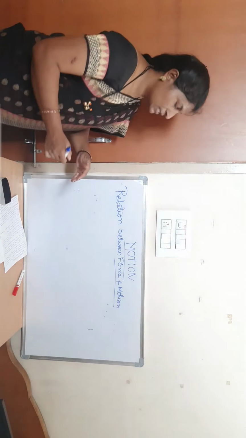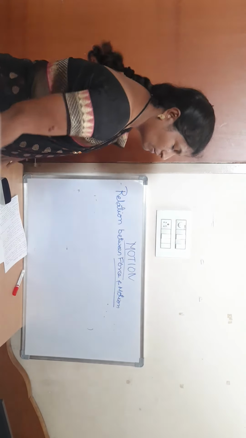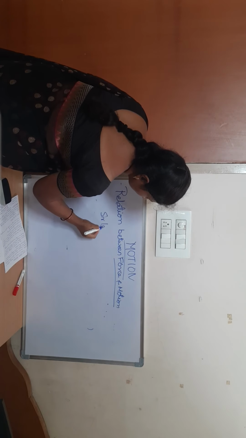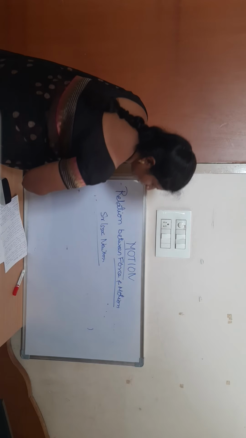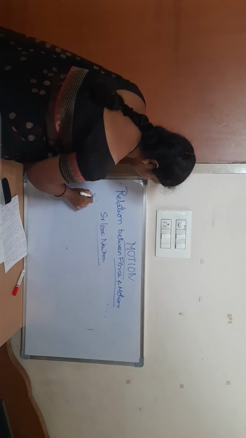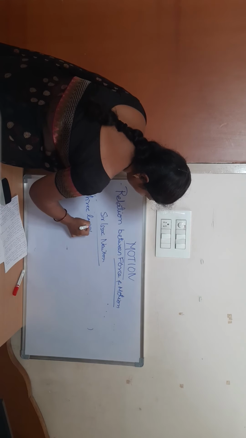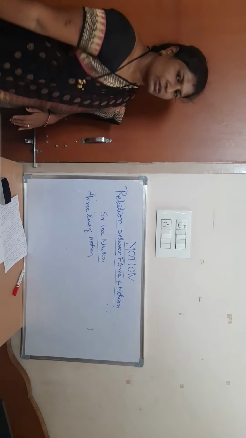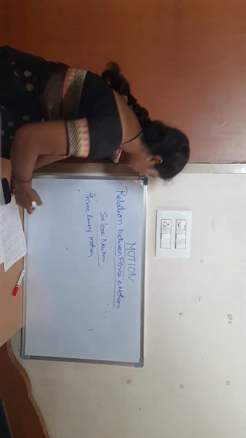Many scientists discovered many laws to describe the relation between force and motion. Among those popular scientists, Sir Isaac Newton discovered three laws of motion to describe the relation between force and motion. From these three laws of motion, he came to three conclusions.